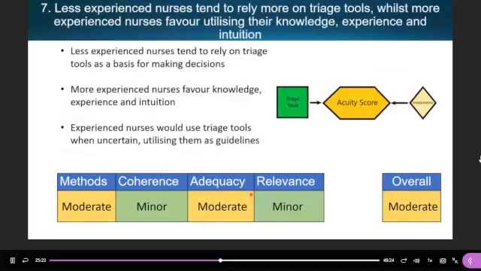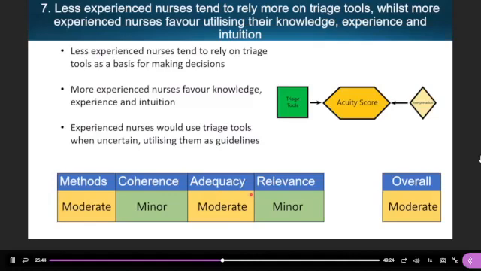Our seventh finding was that less experienced nurses tend to rely more on triage tools, whilst more experienced nurses favour utilising their knowledge and their intuition. Again, the adequacy for this one was rated as moderate concerns. We had 10 papers supporting this, with only 5 showing rich data.